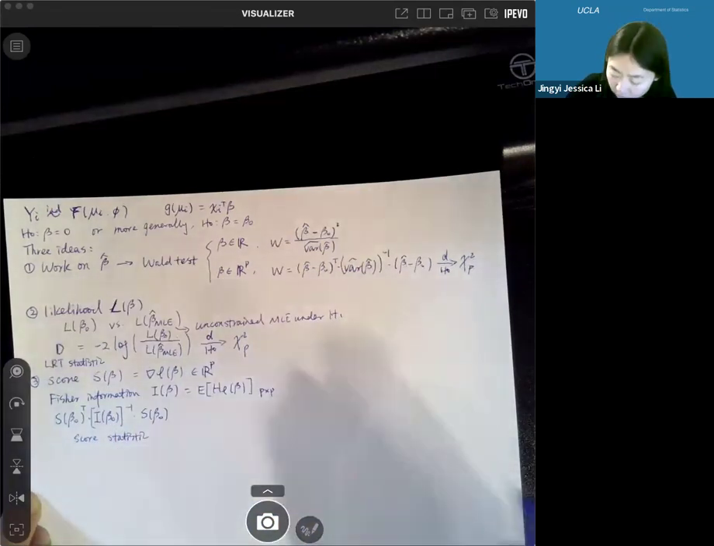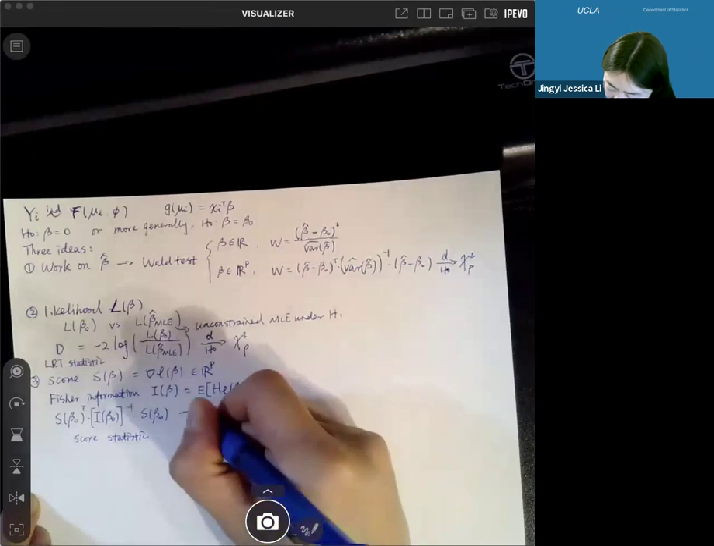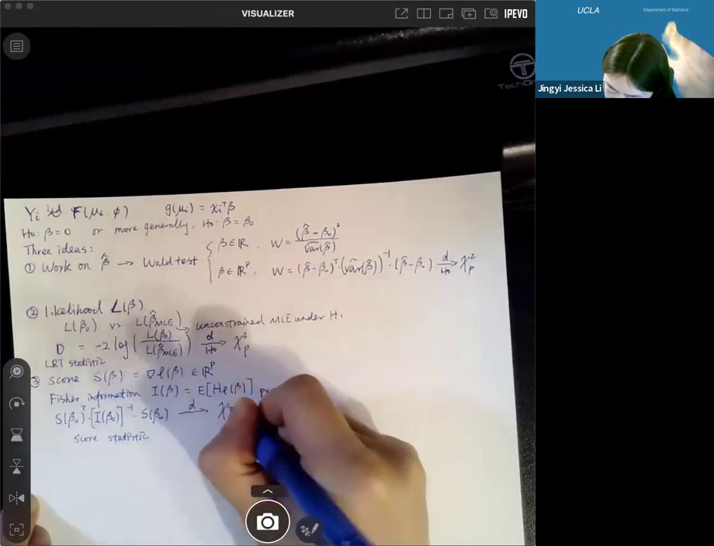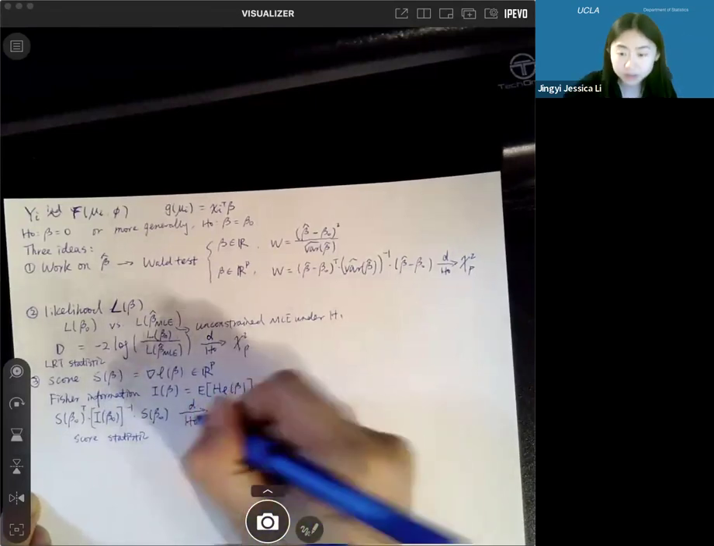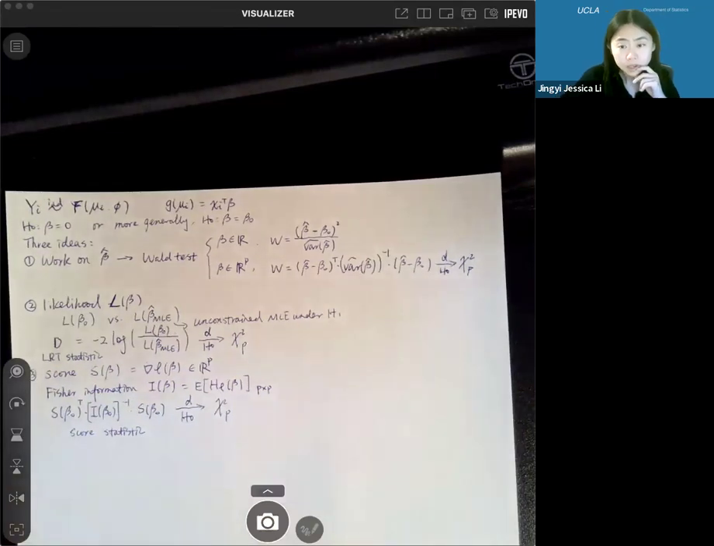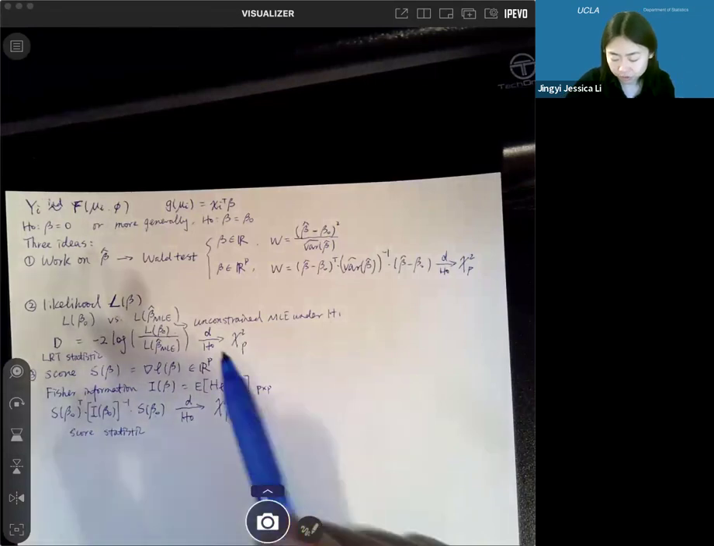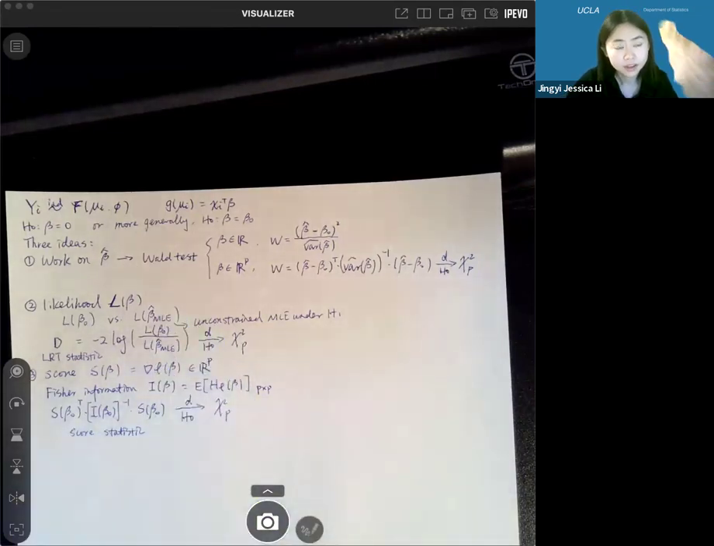And this one is known to also converge to chi-square with p degrees of freedom under the H0. So these are the three major ideas in the field. So far, we have introduced the first two, but not the third one. You will see the third one used in some literature.